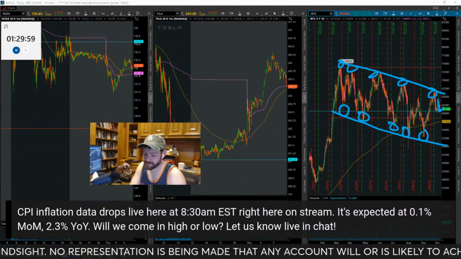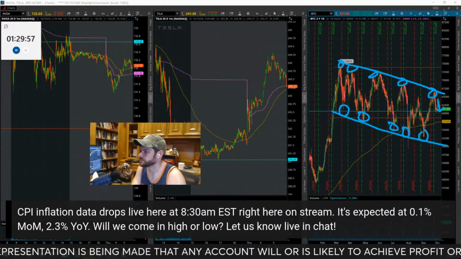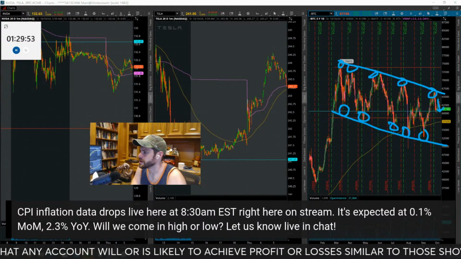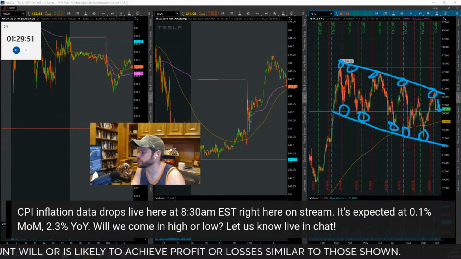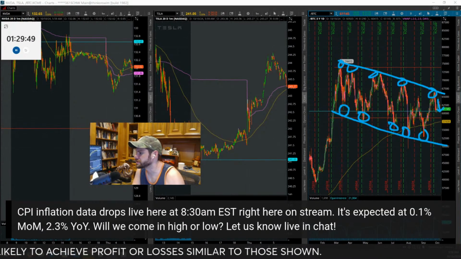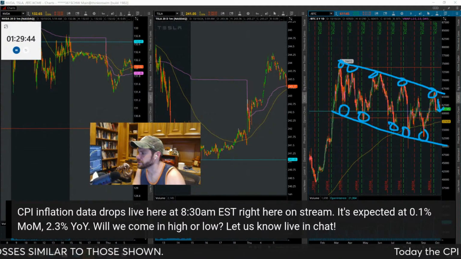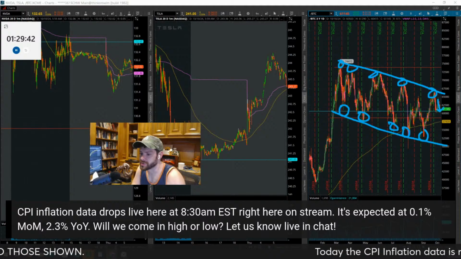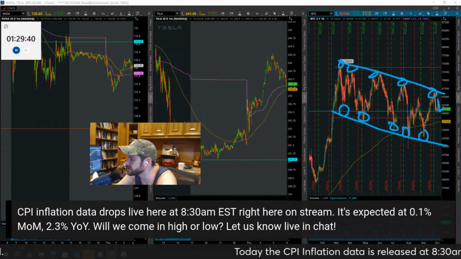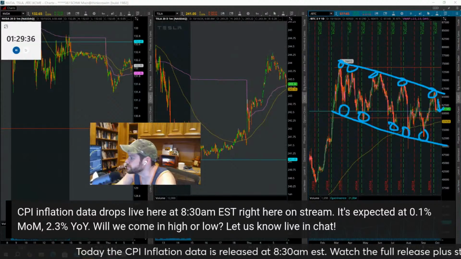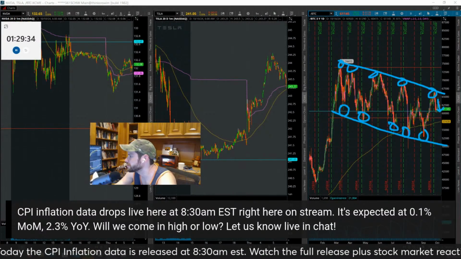Just today's CPI report: does it come in higher or lower than the 0.1% expected month over month? We're going to do a poll. Vote on the poll. Let me know what you guys think. Does today's CPI report come in high or low versus the 0.1% month to month?